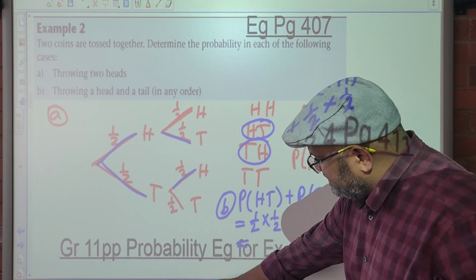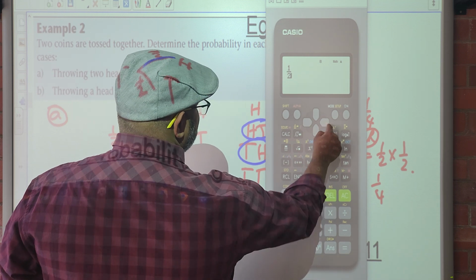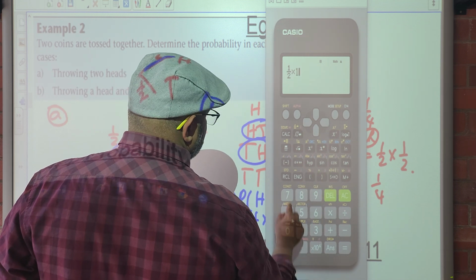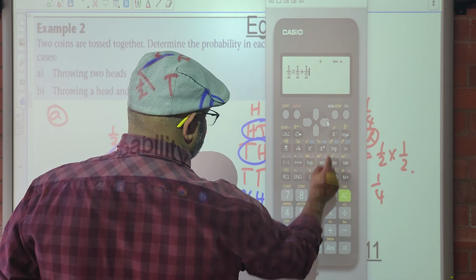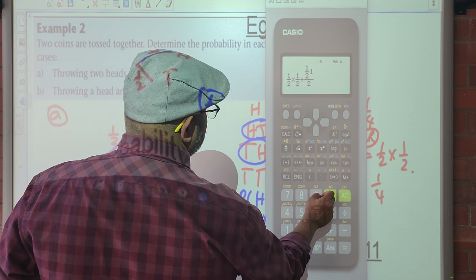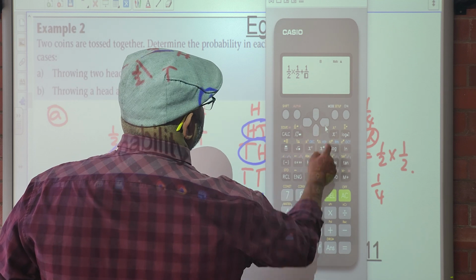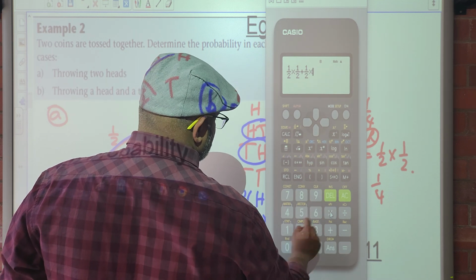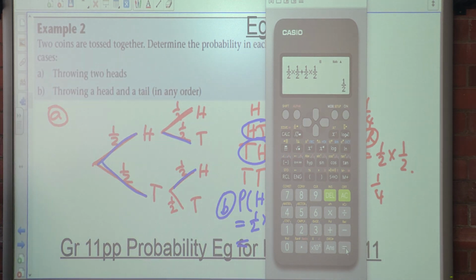So it will be half times half. Okay, and then you put that in the calculator. So it's a half times half plus a half times half, which is the same thing. Times half. As you can see again, it's half. Okay. See any confusion? Okay. See another question linked to this? Yes, another one.